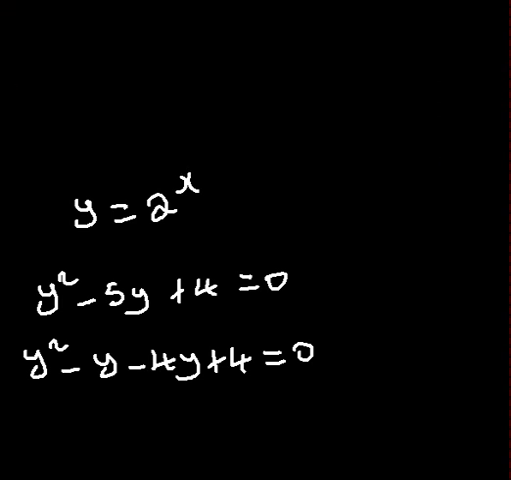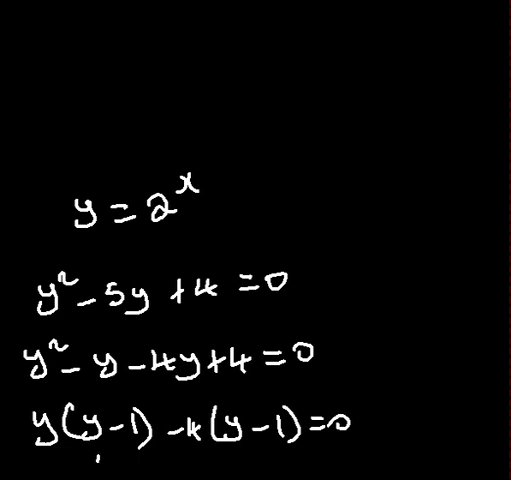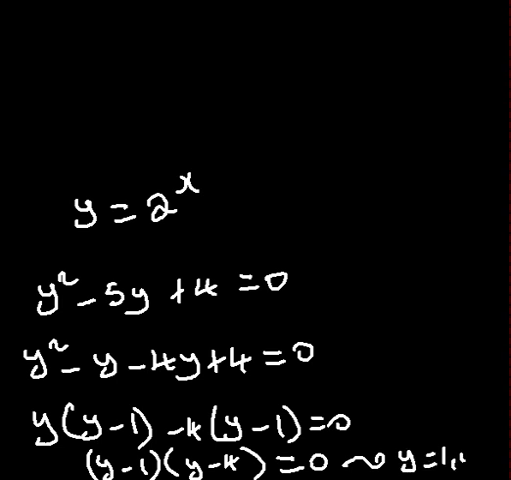So in this case we'll have y times y minus 1, and what is the common factor here? We'll have negative 4 times y minus 1, which is equal to 0. So we have y minus 1 times y minus 4, which is equal to 0. At this point we have y is equal to 1 and y is equal to 4.